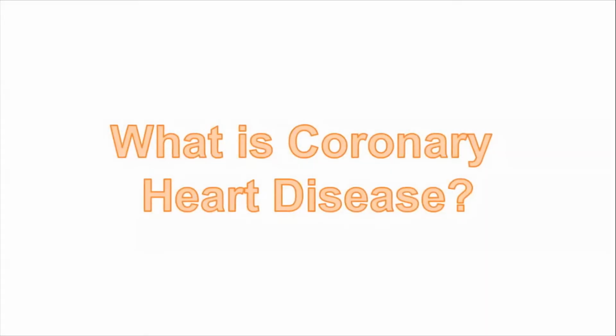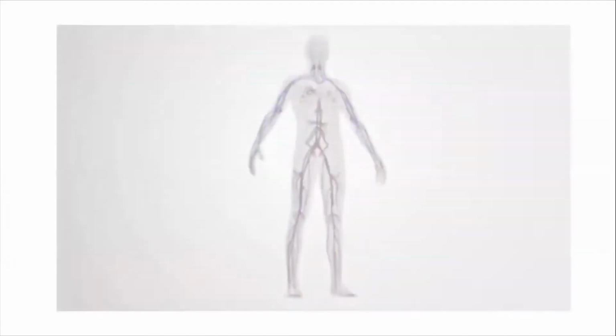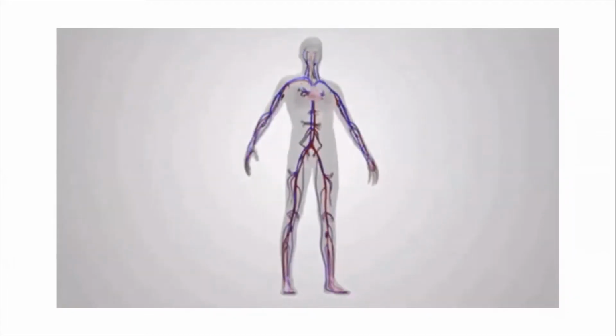This video is an introduction to coronary heart disease. Ever wonder how our bodies supply itself with nutrients and remove waste? Well, this is all conducted through the circulatory system. We have a complex network of blood vessels that we call arteries, veins, and capillaries. These vessels and several other organs act both as a delivery and waste removal system for our bodies.